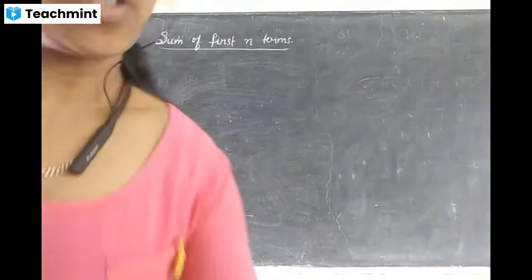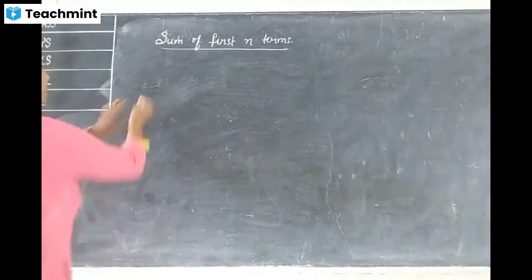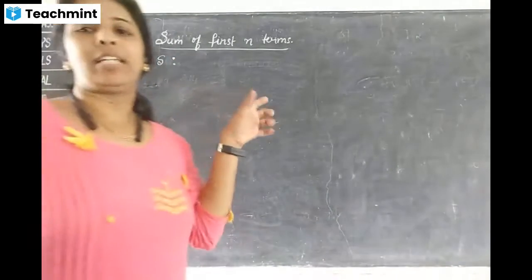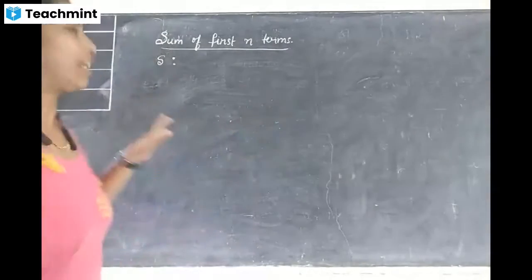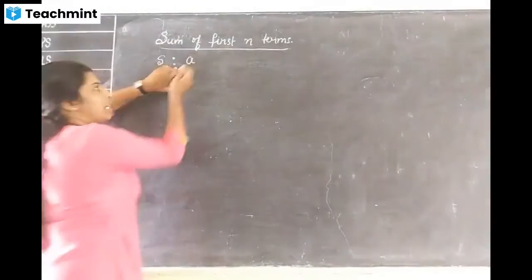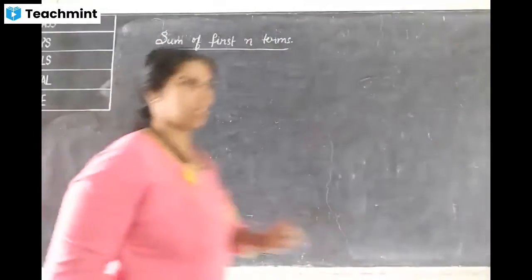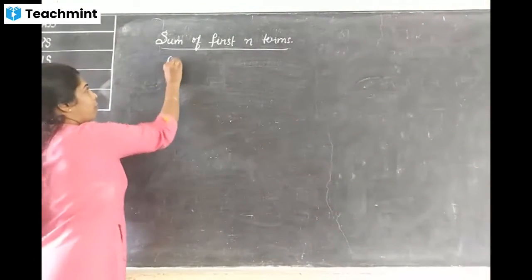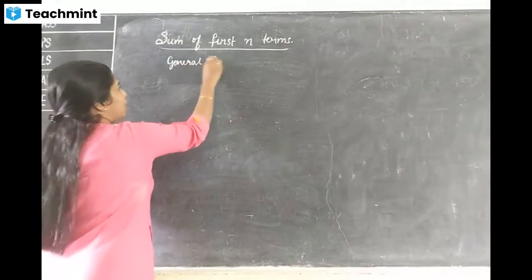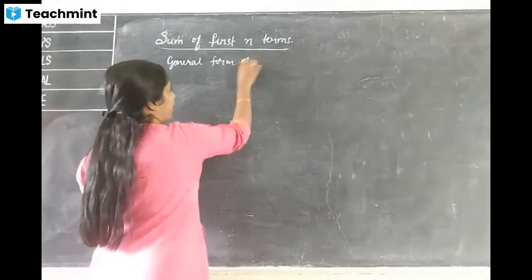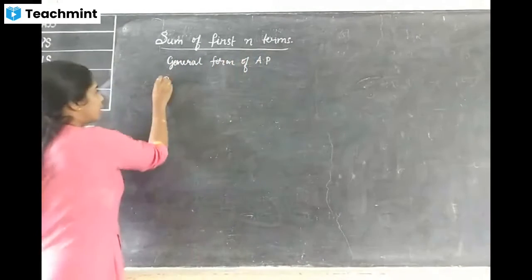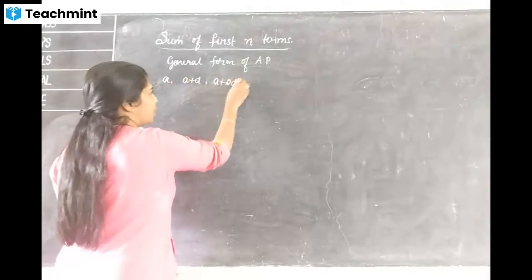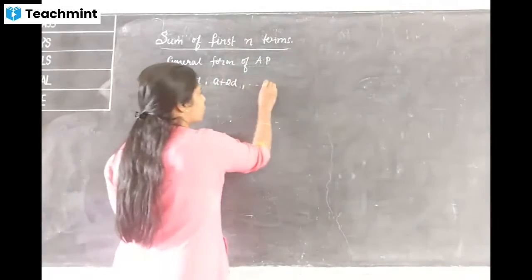Okay. First, sum of n terms. Sum of an AP. The general form of an AP, what is it? A, a plus d, a plus 2d, and so on. It goes like this only.